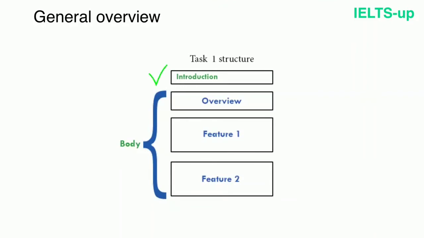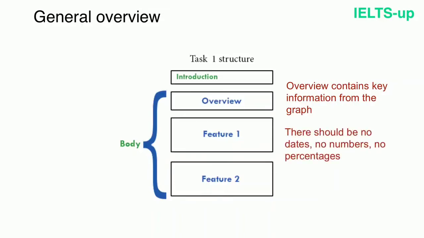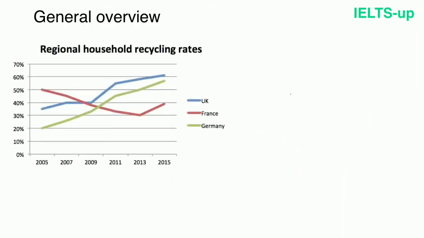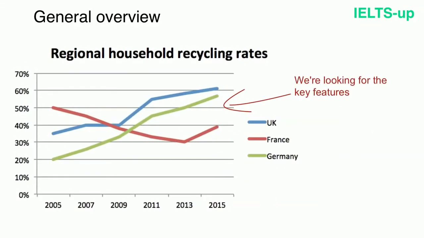After you have written the introduction, it's time to write an overview. An overview is a paragraph that contains all the key information from the graph. When giving an overview, you should not state any specific details. You should simply write what's happening on the graph overall. So, no dates, no numbers, no percentages in your overview, just general trends. So, let's take a look at the key features on our graph.